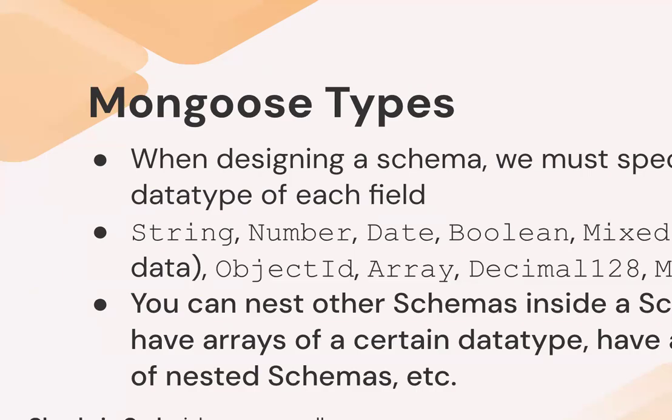Another thing you can do is nest other schemas inside a schema, which basically means you're having an array of a certain data type. For example, your poll schema can include an array of option schema objects. If you think about it, inside your poll, you would have many different options, and you would need a schema to represent that as well. So this is why you would nest another schema inside a schema.